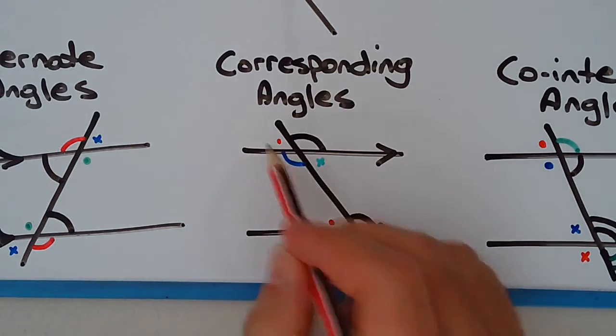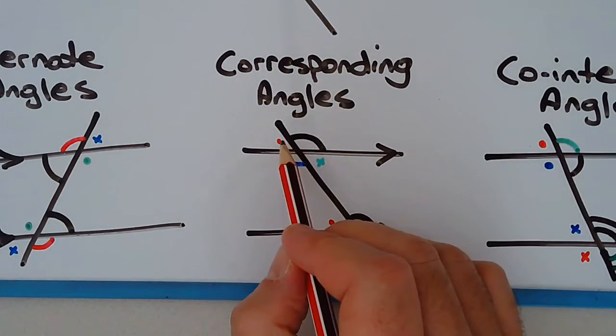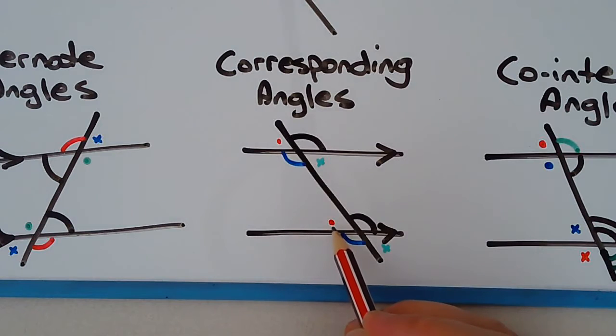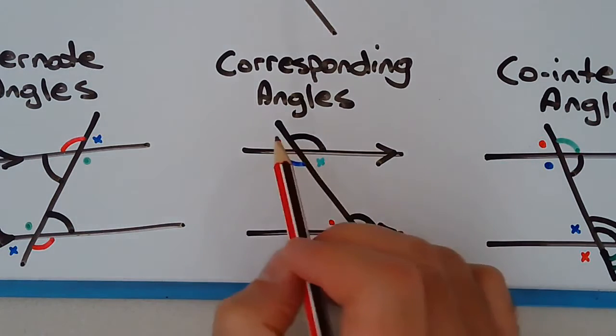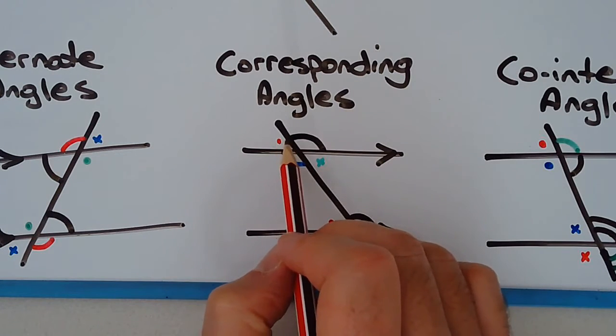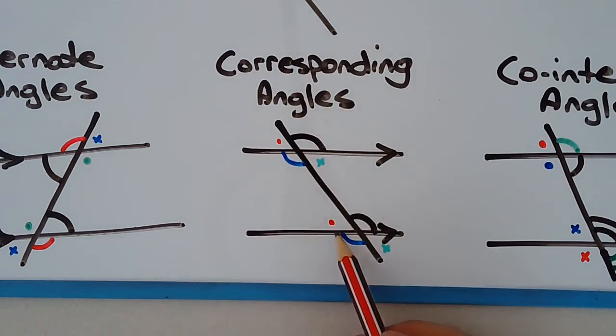The red dot, for example: one dot's above the parallel line, the other corresponding red dot is also above a parallel line. This dot at the top, the red dot, is to the left of the transversal. This other dot is also to the left of the transversal. So that's why it's called corresponding. Again, corresponding angles are also equal in size.